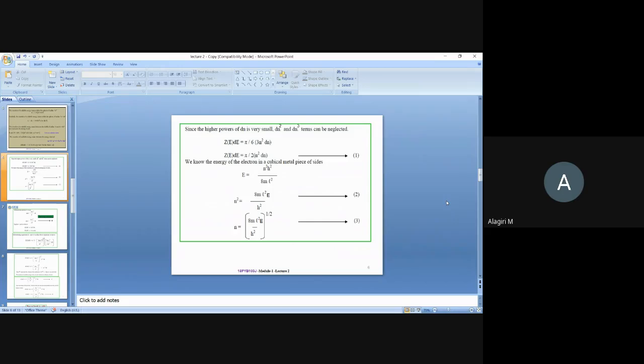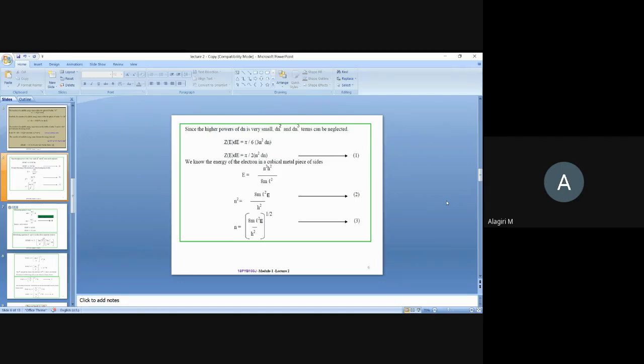We know the energy of the electron in a cubical metal piece of size L, that is E equal to n square h square divided by 8 m L square. During the second lecture, we discussed the derivation of E equal to n square h square divided by 8 m L square. I hope everyone knows this derivation. So we have E is equal to n square h square divided by 8 m L square.